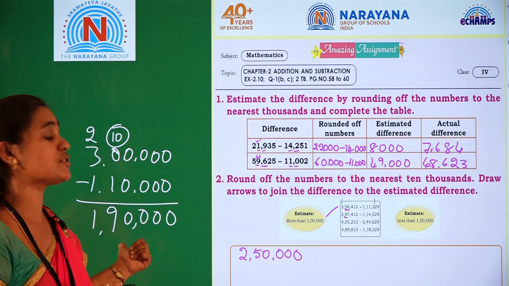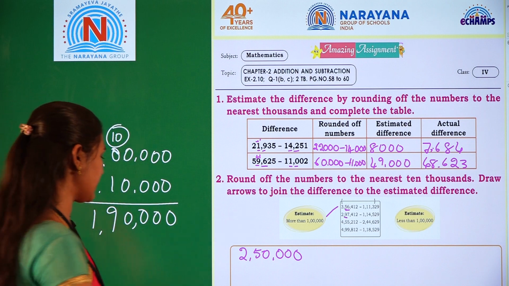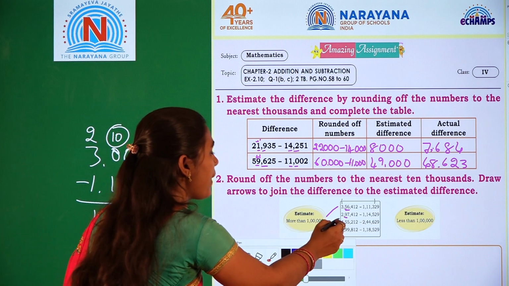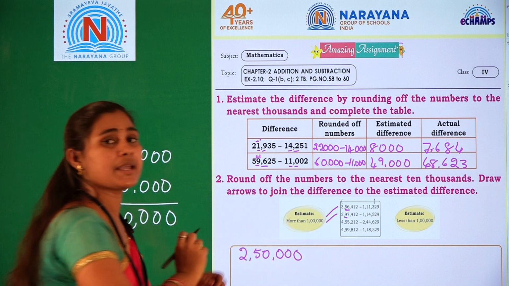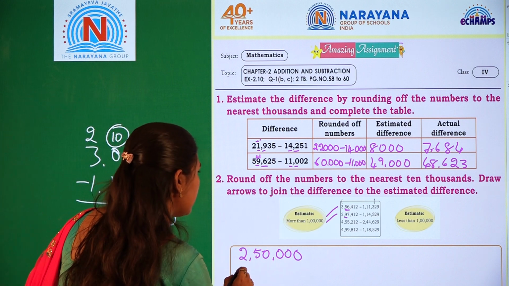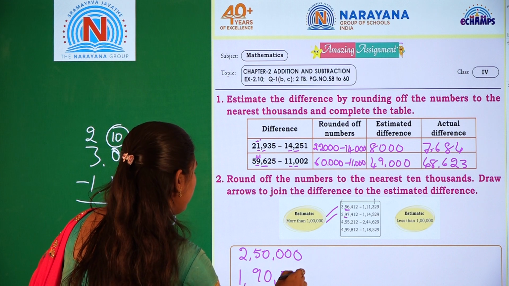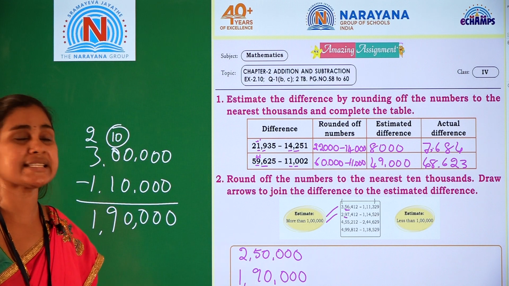1,90,000. This is also more than 1 lakh. Then you have to match this number also to the same, more than 1 lakh, and write the answer, 1,90,000. Now moving on to the next question.